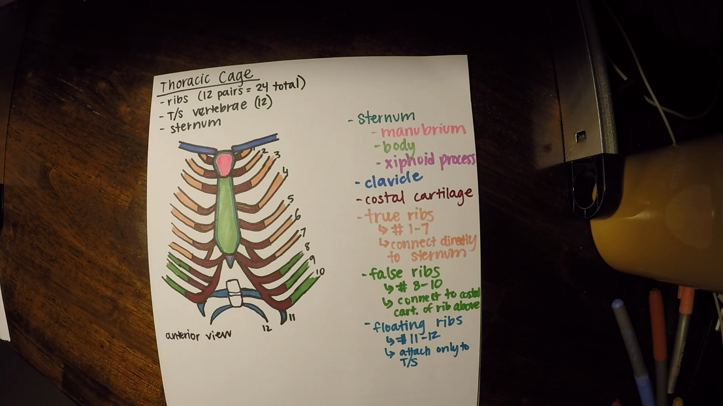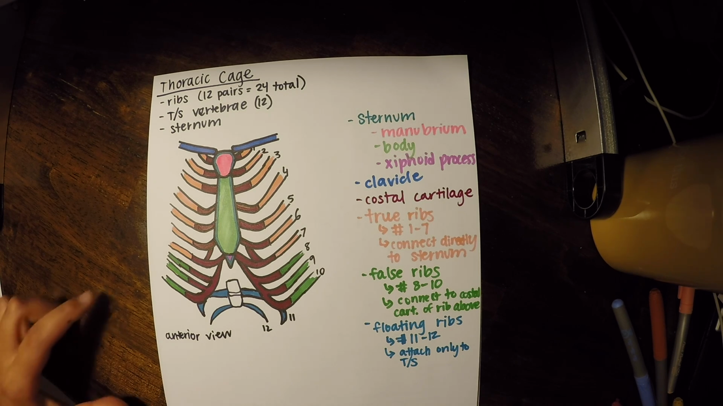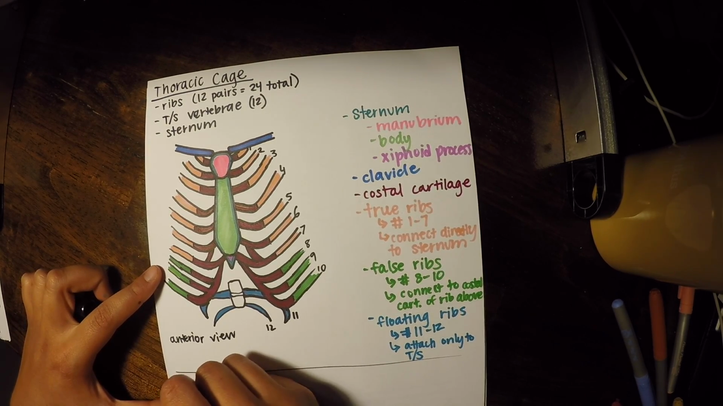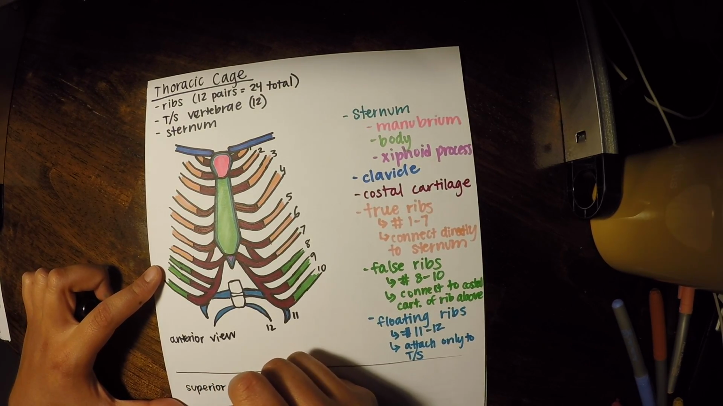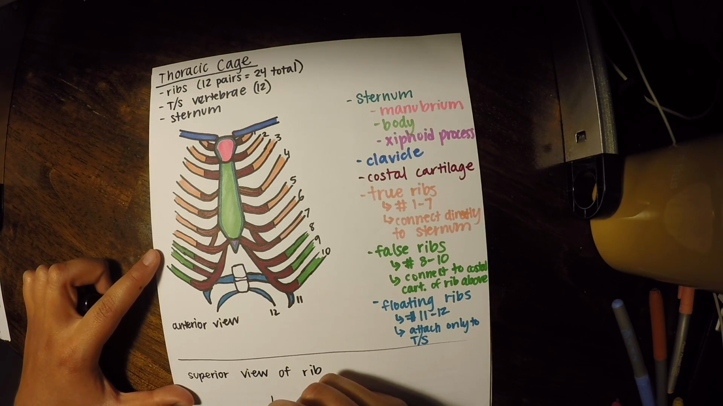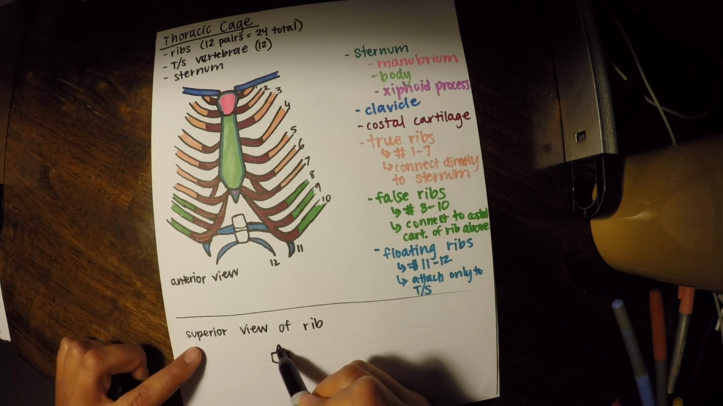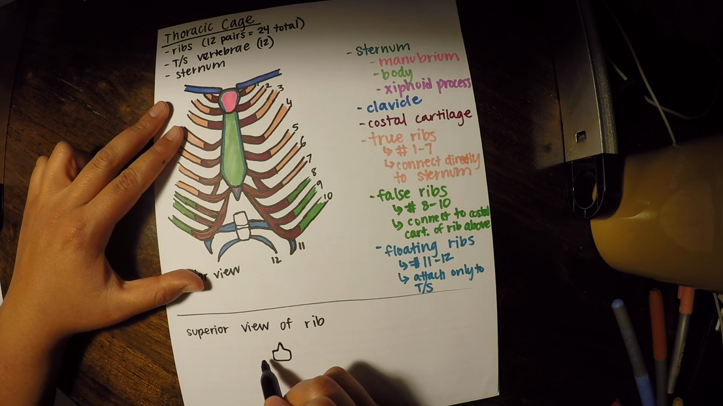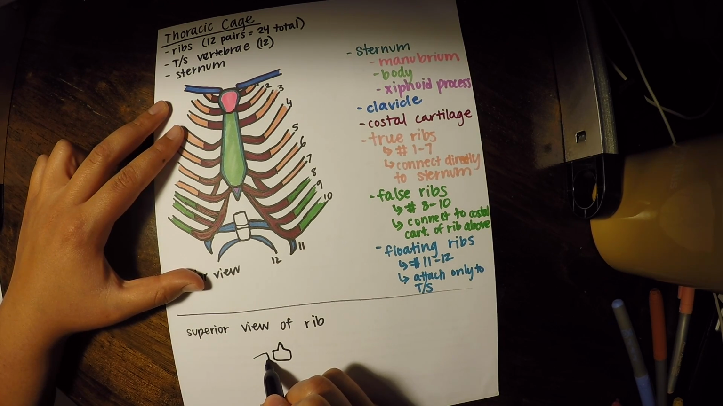The only other thing I want to talk to you about here is, let's look at just a superior view of a rib really quickly. Superior view of rib. So here's going to be a little vertebra. There's the little spinous process. There's the body. It's just real simple. And we're going to look at a rib.